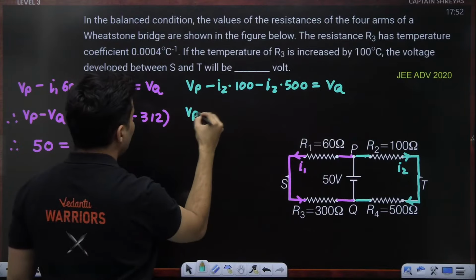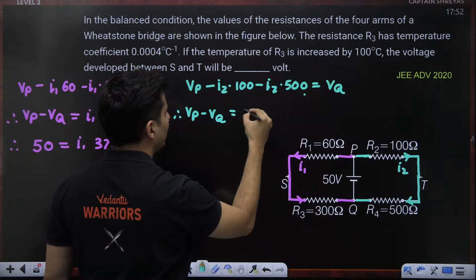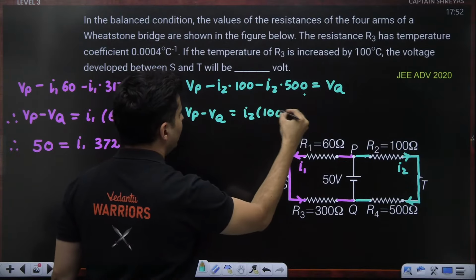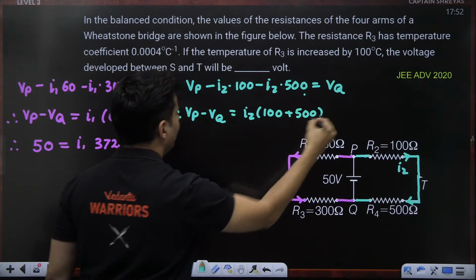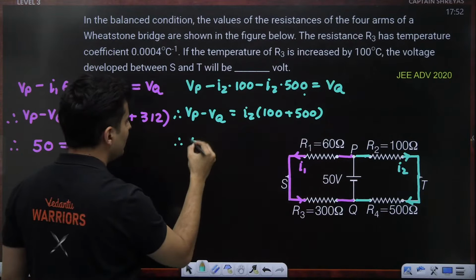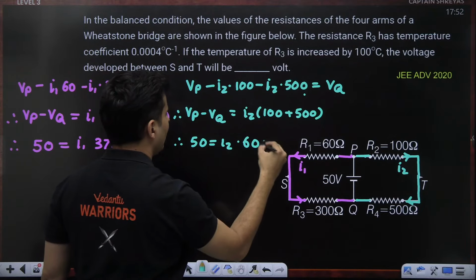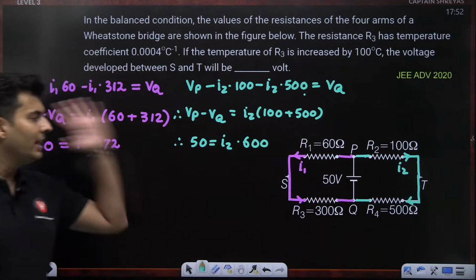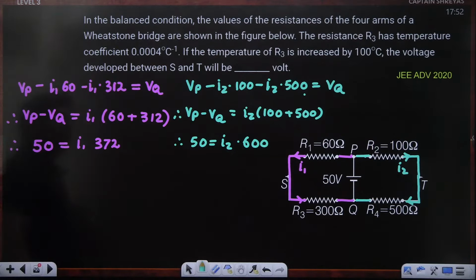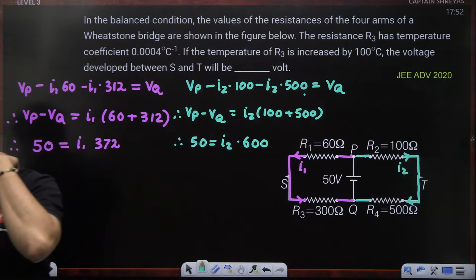Now again do Vp minus VQ is equal to, take these two people on the other side. So I2 into 100 plus 500. Vp minus VQ, high minus low, EMF of the battery, which is 50, is equal to I2 into basically 600. Now, once I've got I1 and I2, I think now I can find out.